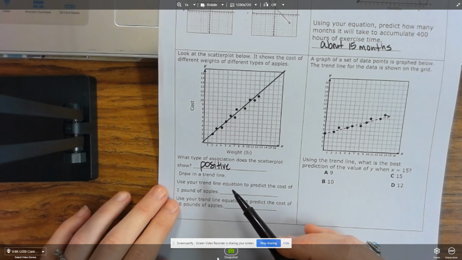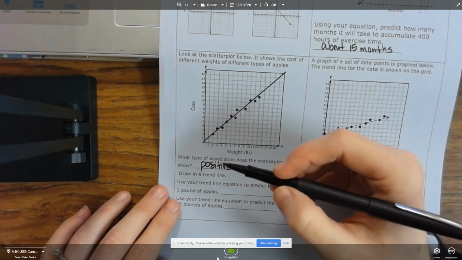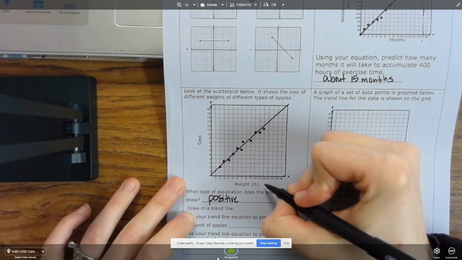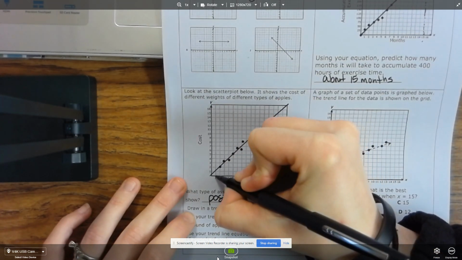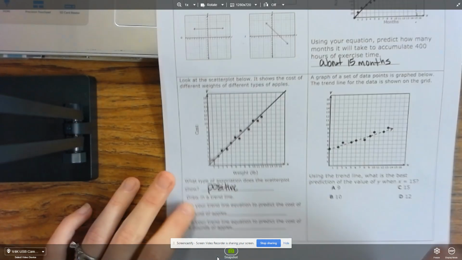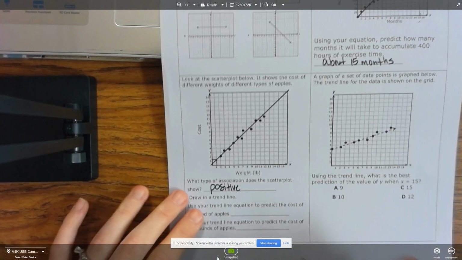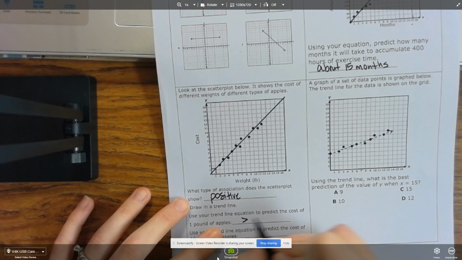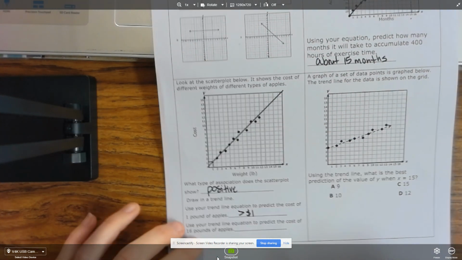It says use the trend line equation to predict the cost of 1 pound of apples. So here's 1 pound. Always make sure you're looking at the right axis. And so I would say 1 pound of apples is going to be greater than $1. It's going to be between $1 and $2.